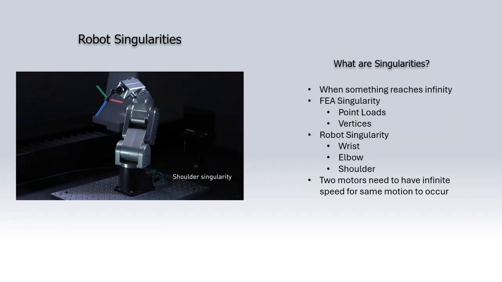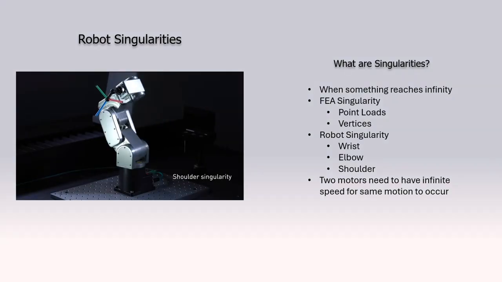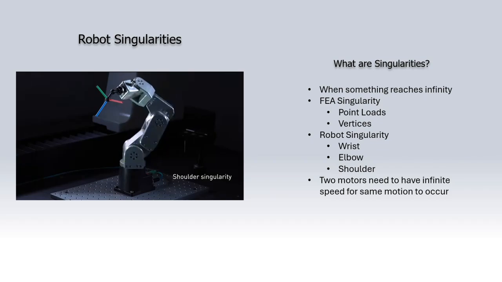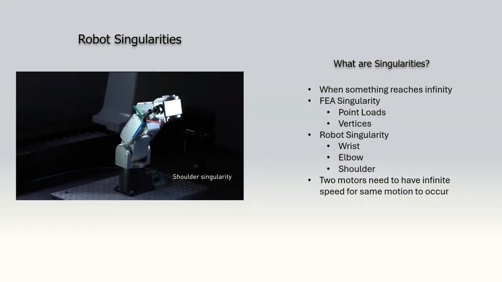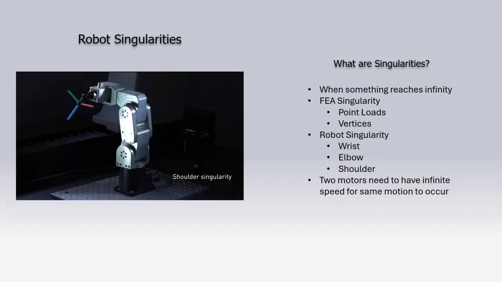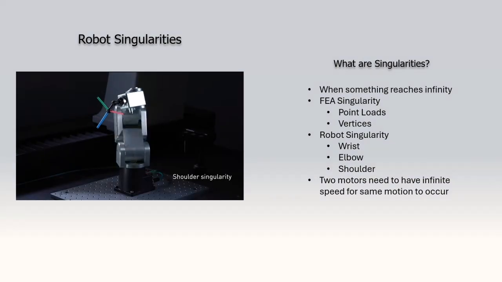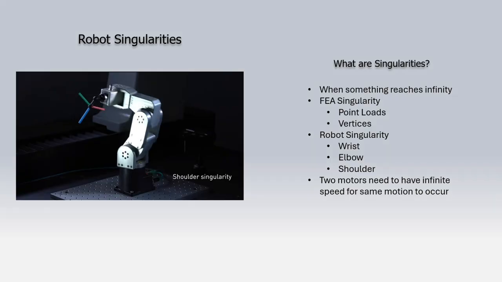The last one is shoulder singularity. As you can see, the whole shoulder is moving around, but once again, the end effector is not moving in place. And as seen by this, similar to the wrist singularity, it moves across, and once it reaches the middle, it starts to slow down and even stop before progressing towards the other end.